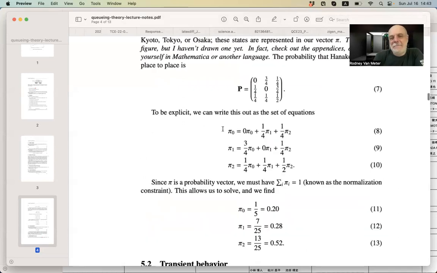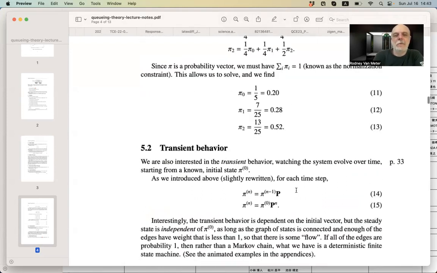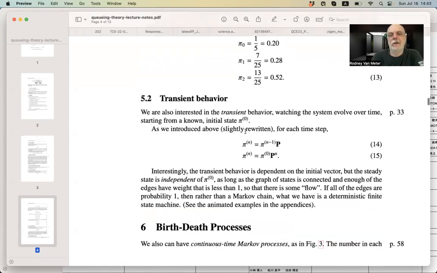That's the steady state behavior. That's the simplest thing to find here, because all you've got to do is find the eigenvector of this matrix. But sometimes we actually want to know about the transient behavior of the system, which is what happens when the system is actually evolving over time. So we'll start with pi of 0 here being the state at time 0. Then pi 1 would be at time 1, pi 2 would be at time 2.